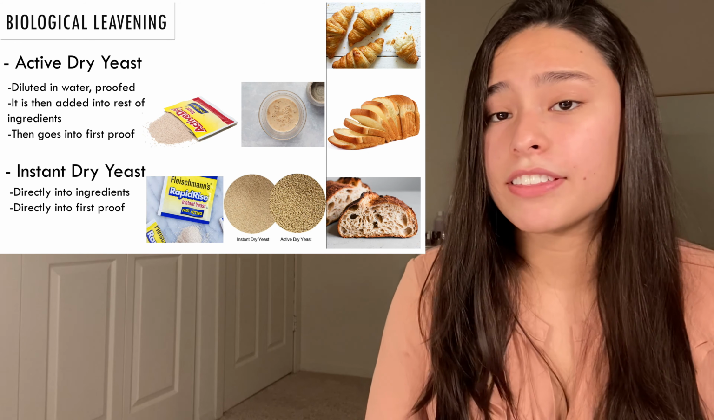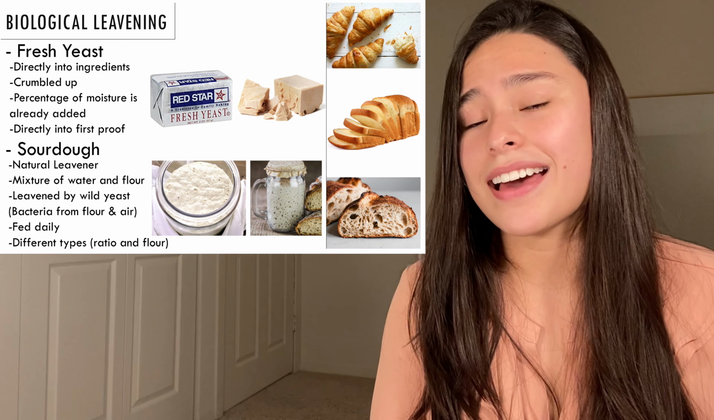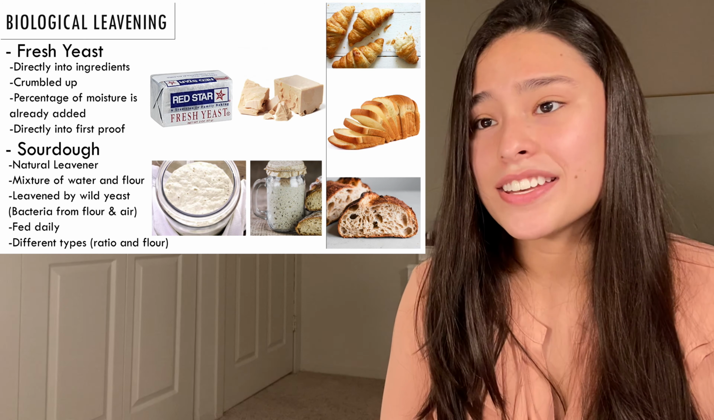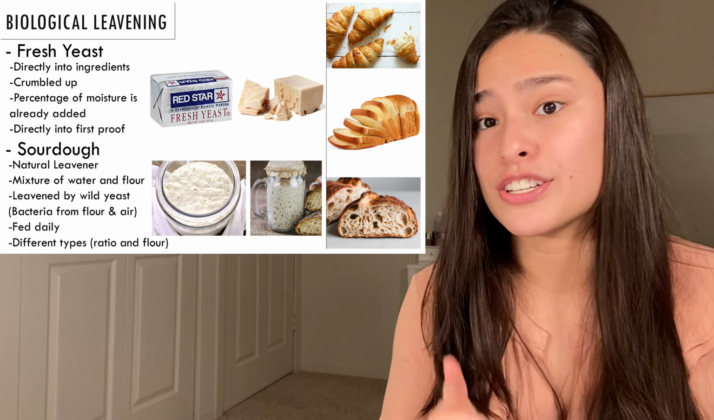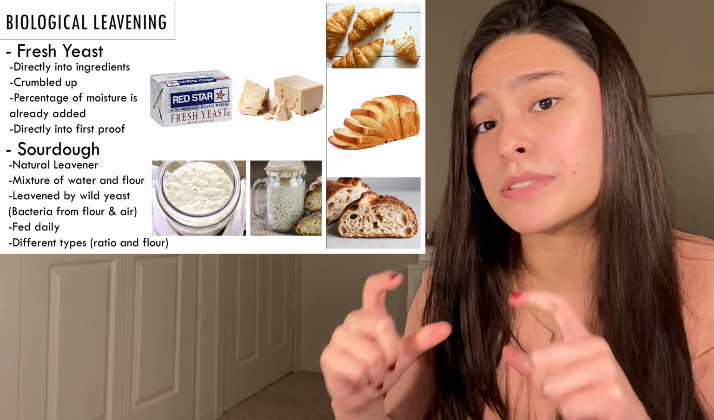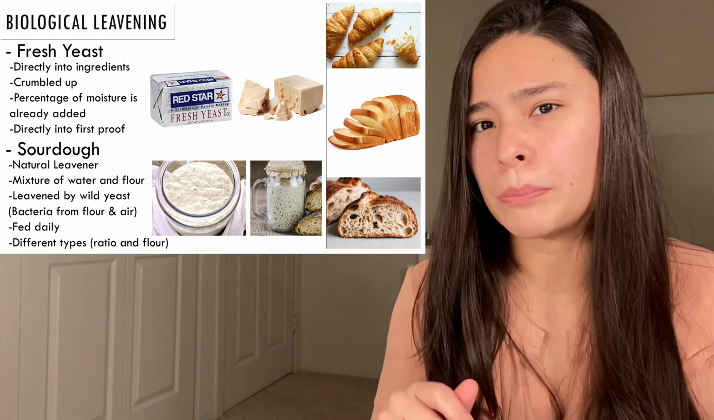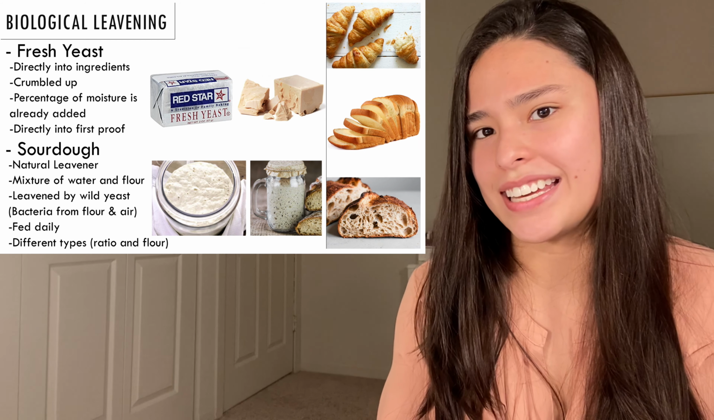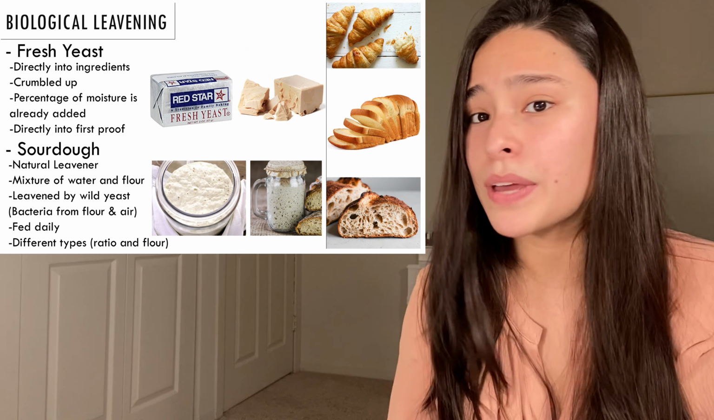Next, we have the fresh yeast. Fresh yeast is literally just active dry or instant yeast already dissolved in water and compressed. So it has a percentage of water added. And it comes in cubes, and the only thing that you need to do to create bread is just crumble it up and then add it to the rest of your ingredients to create the dough and go to the first proof.